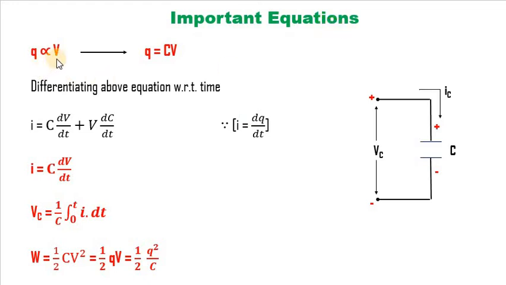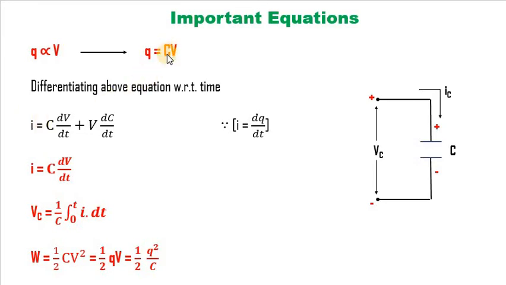The first one, that I have already told you, is that the charge stored is always proportional to the voltage applied, and that becomes Q equals CV. Now if I differentiate this above equation with respect to time, what will happen? This will become dq by dt, right? And dq by dt is equal to I. So this is I here.